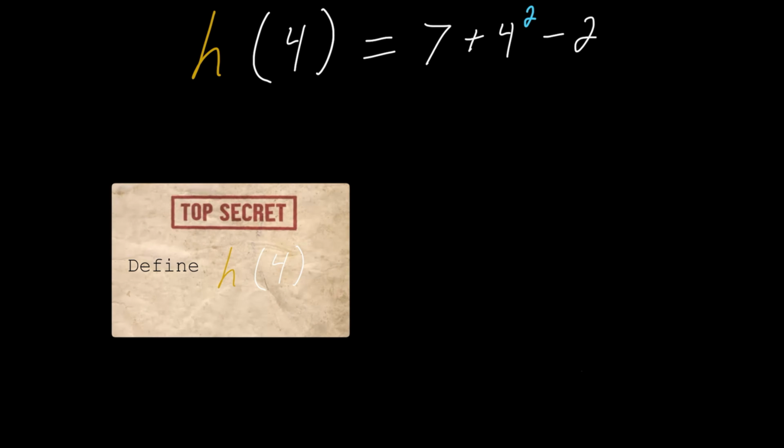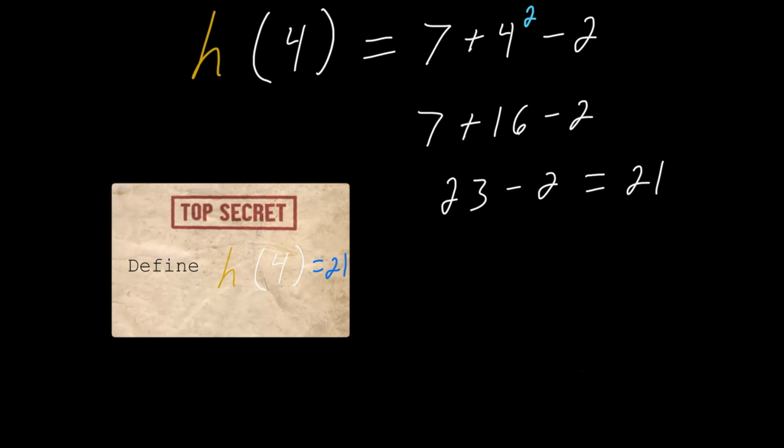So what's 4 squared? That's 16. So we can write 7 plus 16 minus 2. What's 7 plus 16? That's 23. 23 minus 2 equals 21. So just like that, our answer is 21. So right over here, we're going to write 21. Just like that, we've solved our mission. H of 4 equals 21.